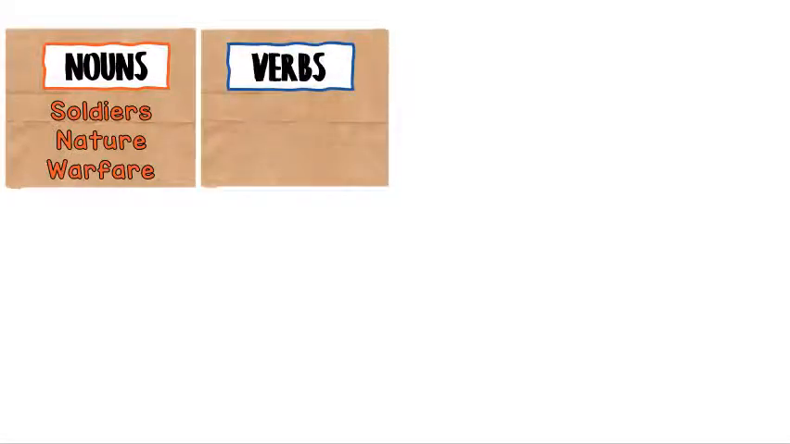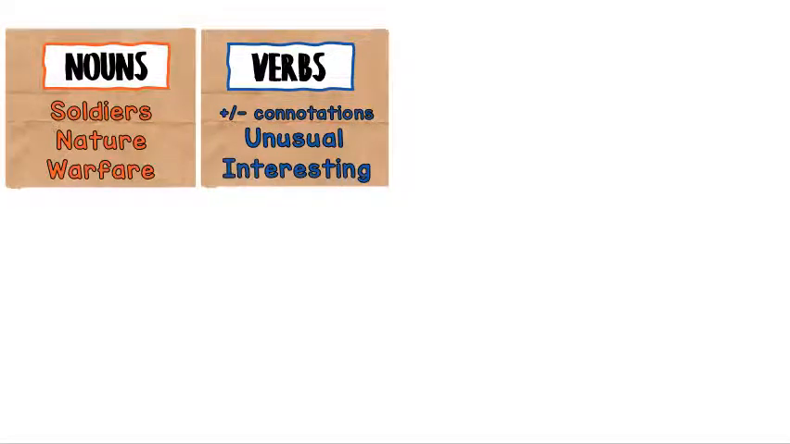The next key part of speech that we look for is verbs. So we often are thinking about, well, what doing words has the poet used? Do they have positive or negative connotations? Are they unusual? Are they interesting? Sometimes verbs can be really powerful. They can be in present or past tense, and how active the verb is, is something I like to look for.